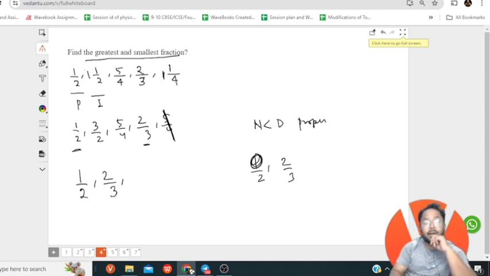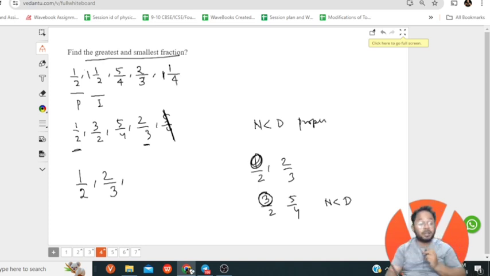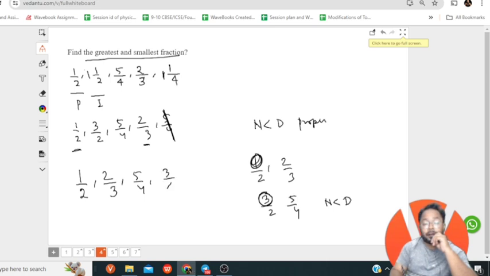Now talking about the largest or the greatest. So we have 3 by 2 and 5 by 4. Now we know that the fraction in which the numerator is smaller than the denominator becomes the smaller number. So here it would be 5 by 4 and then we'll write 3 by 2. Also, this question can be asked in the form of arranging them in ascending order. So in this case we will get 3 by 2 being the greatest number and 1 by 2 being the smallest number.